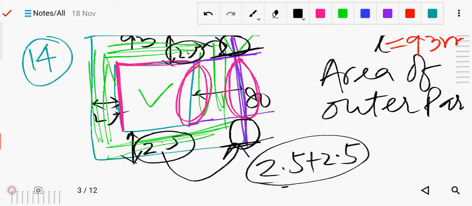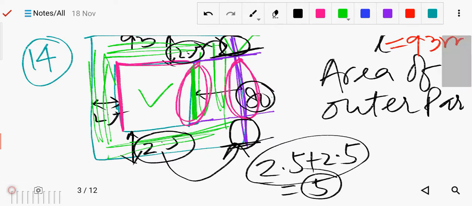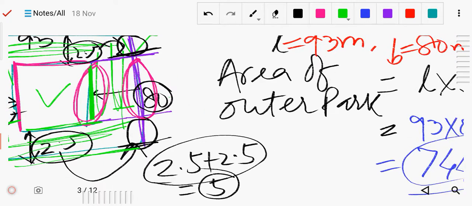2.5 and 2.5, so this becomes 5. Actually 5, 2.5 and 2.5 means from 80 we will subtract the 5. So we will get the length of this side, this is smaller. And similarly we can do for this side also. So the whole is 90, and again 2.5 and 2.5 we will reduce, so 5 we will subtract, so we can then get the dimension of the new one.